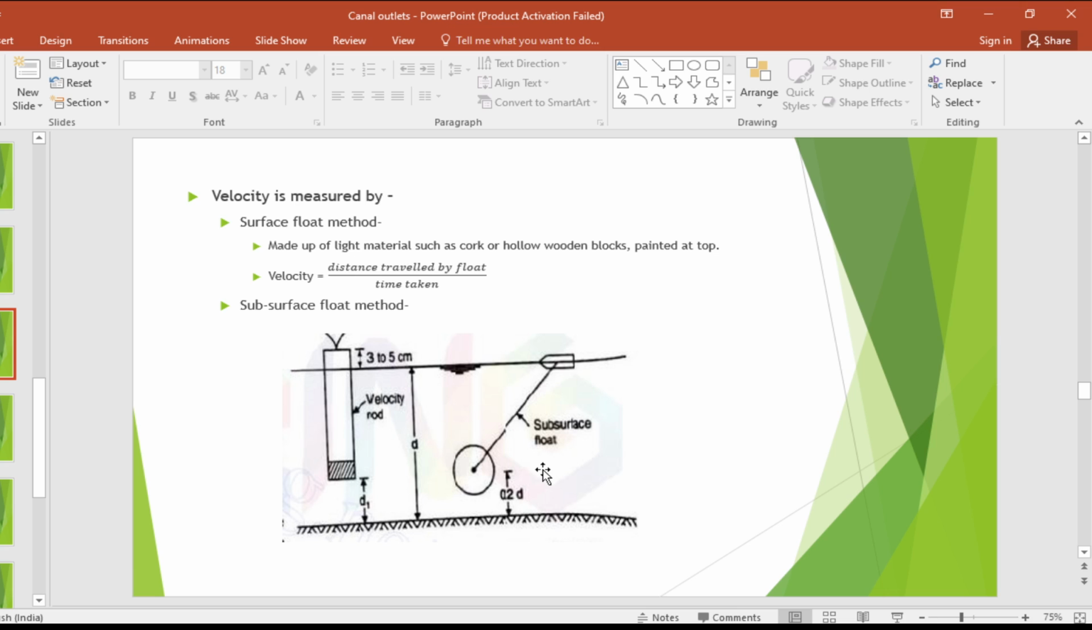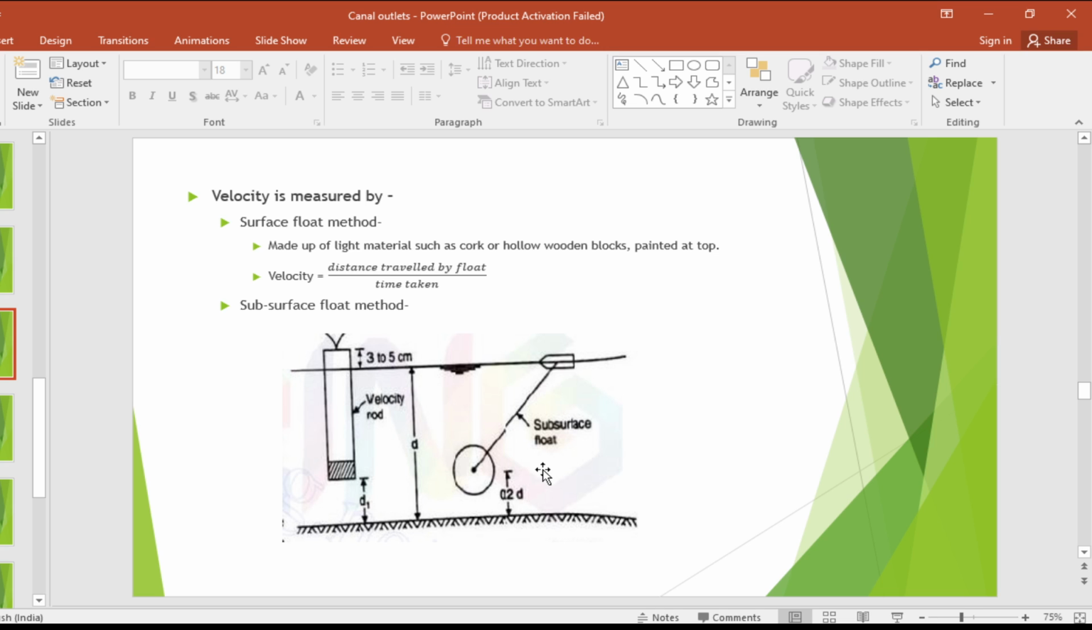Now here, the surface floats are made up of light material such as cork or hollow wooden blocks. Why wooden blocks? So that they can easily float on the surface. They are painted on the top and sometimes they are attached with flags so that they can be easily distinguished from one another.